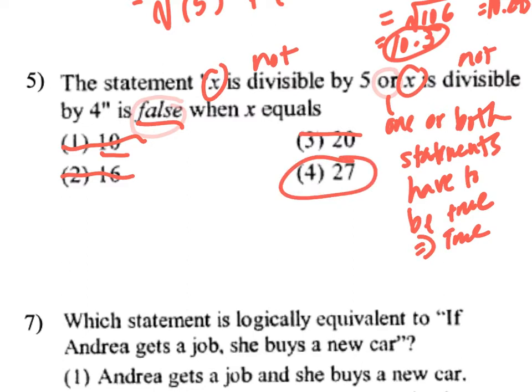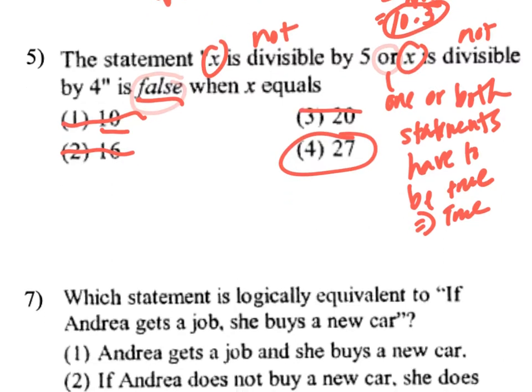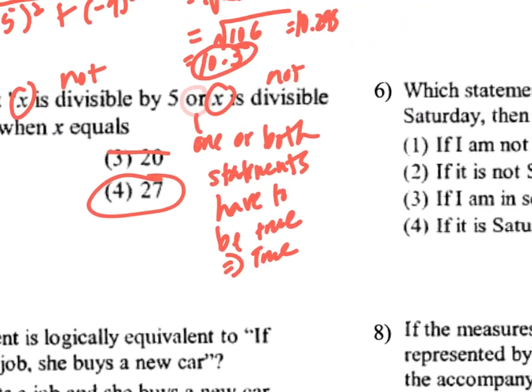So I'm only left with 27. I know that that's going to be my answer choice, but let me just go through it. Is 27 divisible by 5? No. There's no integer where 5 can be multiplied by to get 27. Same thing with 4. There's no integer that 4 can be multiplied by to get 27 as well. So that means that 27 is going to be my answer, which is answer choice 4.